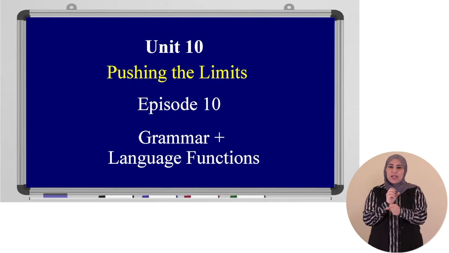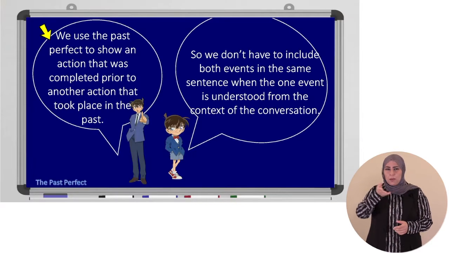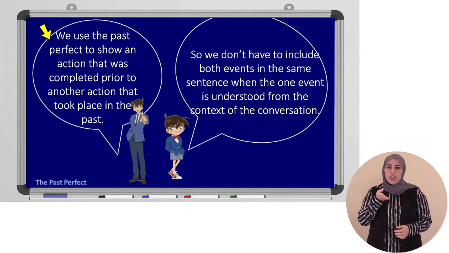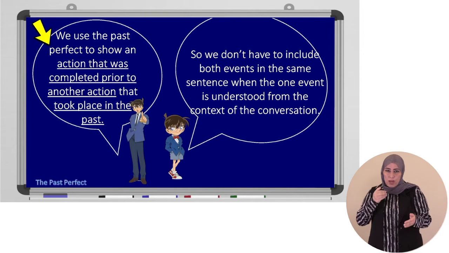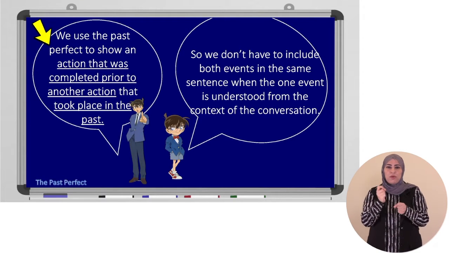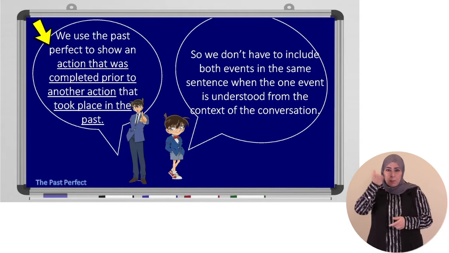Today we'll be looking at some grammar and some language functions. Our first rule today is the past perfect. All you need to know about the past perfect is when you have more than one verb in the same sentence, both of them are in the past, we want to know what happened first. So, an action that was completed before another action took place.